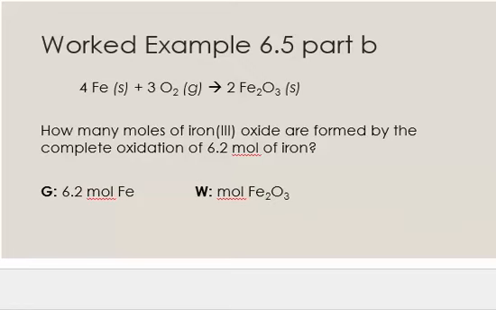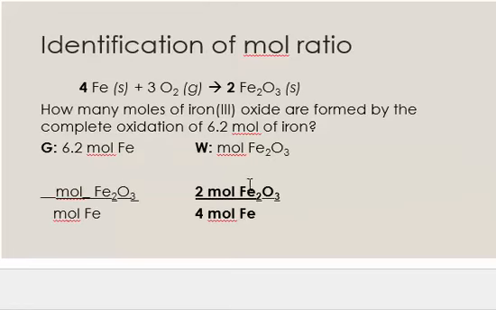mole ratio. Remember that the mole ratio has the given chemical in the denominator and the desired chemical in the numerator. Since we are given an amount of iron, or Fe, iron is in our denominator. The chemical we want, iron(III) oxide, or Fe2O3, goes in the numerator. We obtain the coefficients from the balanced chemical equation, so the correct mole ratio is 2 moles of iron(III) oxide over 4 moles of iron.